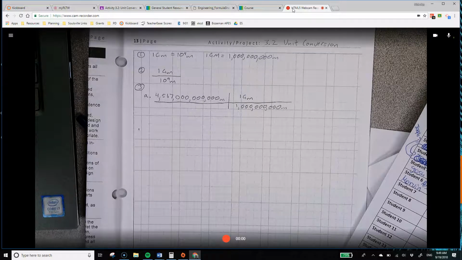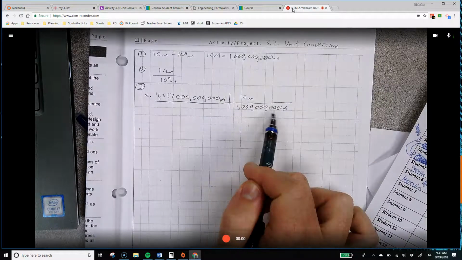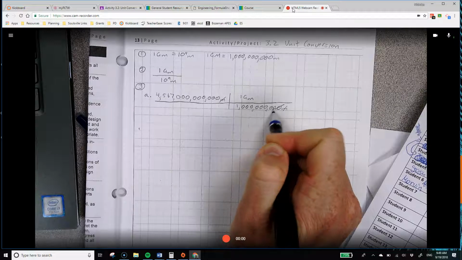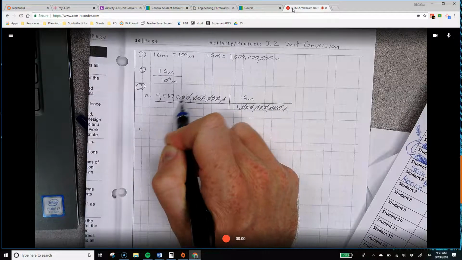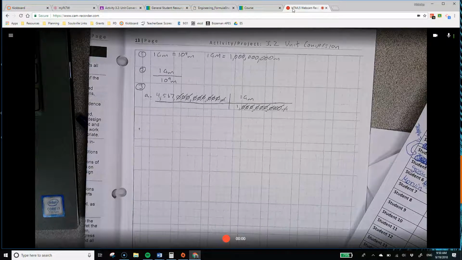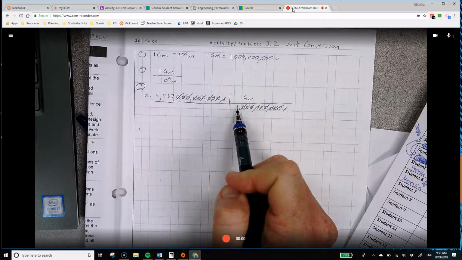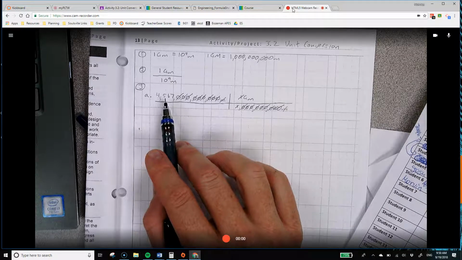All right, so now I can start crossing out things that I have at the top and the bottom of the equation. I have meters on the top, meters on the bottom, so I can cross out meters. And then I've got 9 zeros on the bottom, 9 zeros on the top, so I can cross out all these zeros. I can only do that moving from the back forward. All that leaves me then is 4, 5, 6, 7, and I've got 1 on the top and 1 on the bottom. I don't even have to plug this in the calculator because everything crossed out.